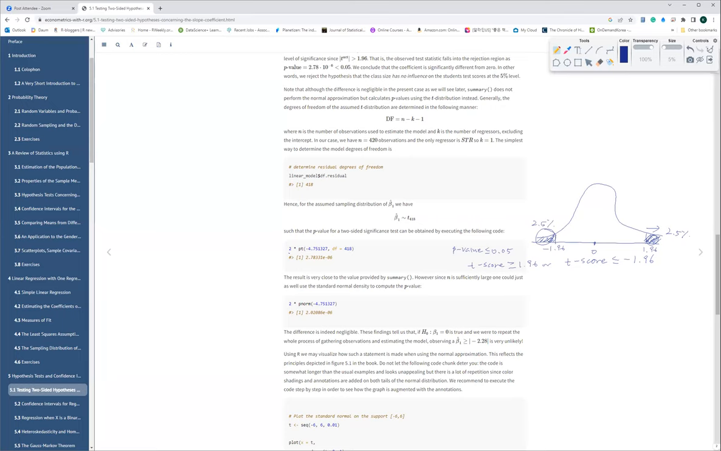So in this case, in R there is a command called pt, and by using the degrees of freedom and the beta value, we can easily calculate what the p-value is going to be, which is e negative 6, that is 10 to the power of minus 6, which is a very small value, right?